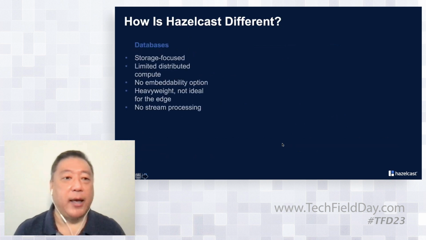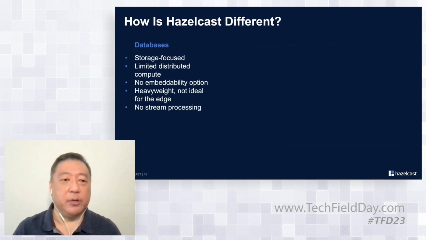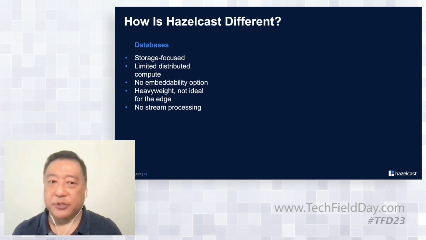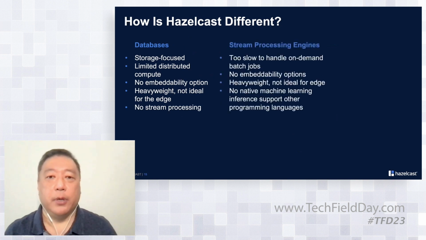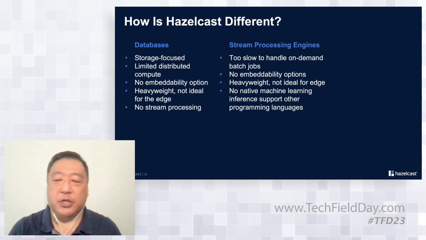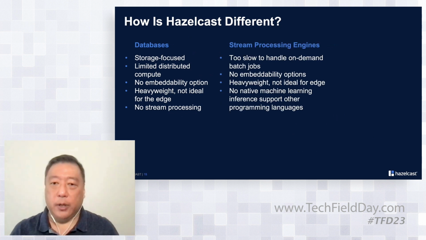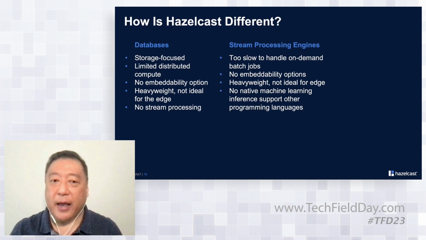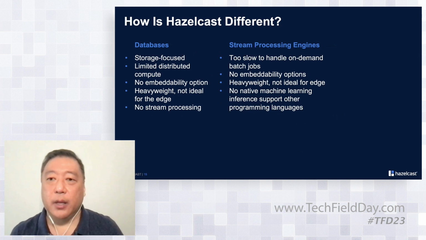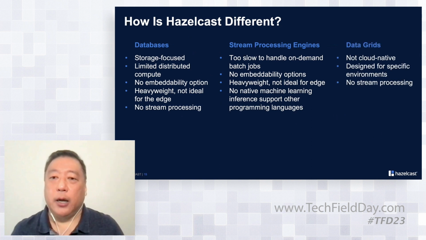And quickly, how is Hazelcast different? We're familiar with databases, storage focused, with some compute capabilities. They're oftentimes considered heavyweight. We know about stream processing engines. A lot of them are designed for real time, but really aren't that fast. They really aren't designed for extremely low latency environments. And then we traditionally, many years ago, competed in the data grid market.